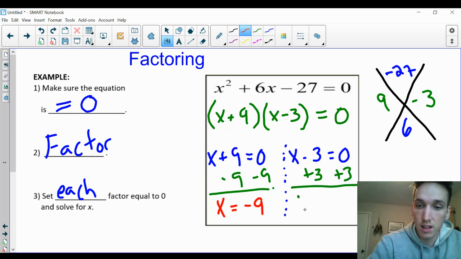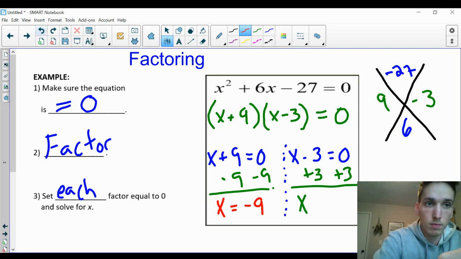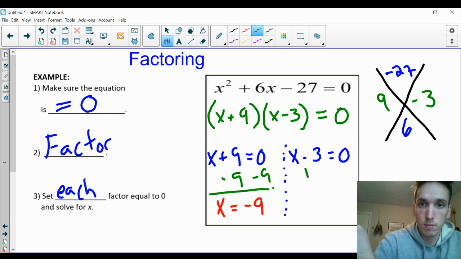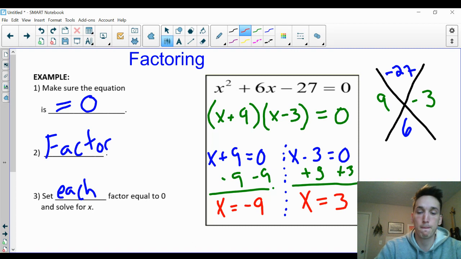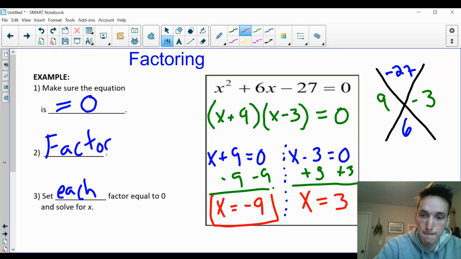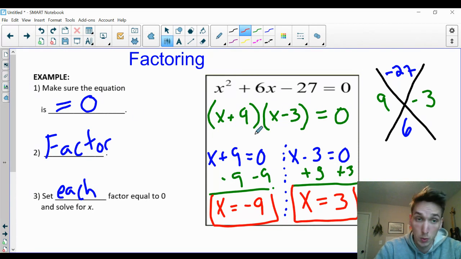And I've got x equals positive 3. So I've got two solutions, just like we've been seeing, right? Now I want to shed a little light on what's going on here. So we just solved this equation by factoring, right?